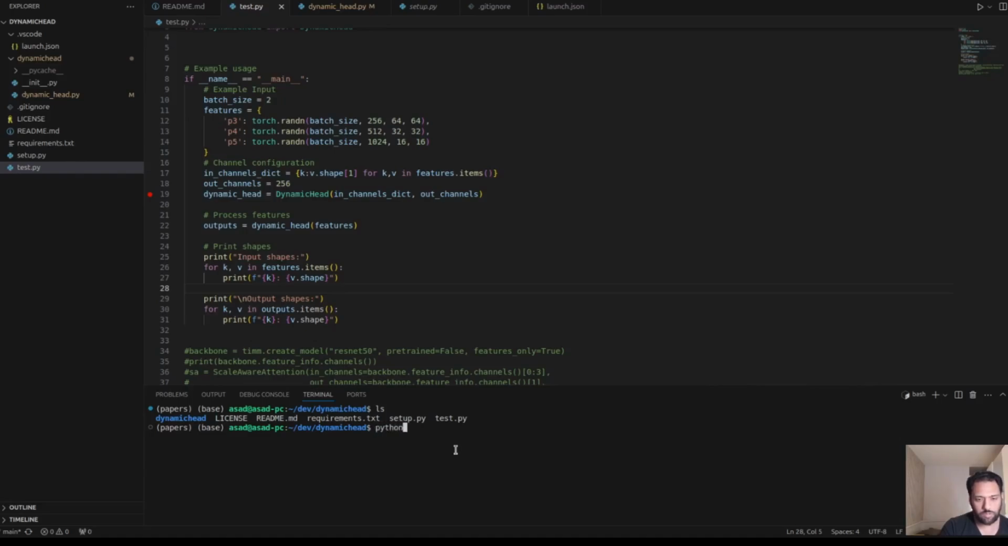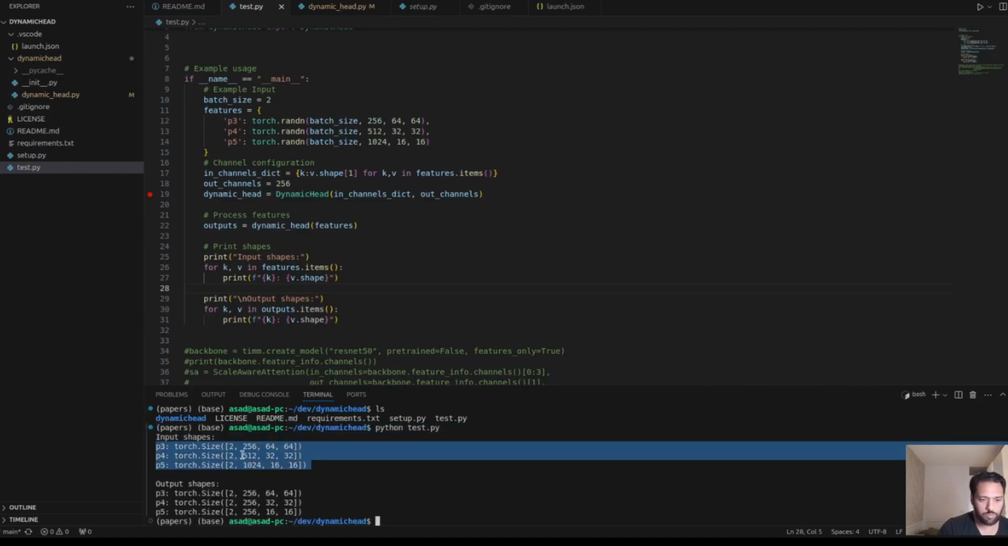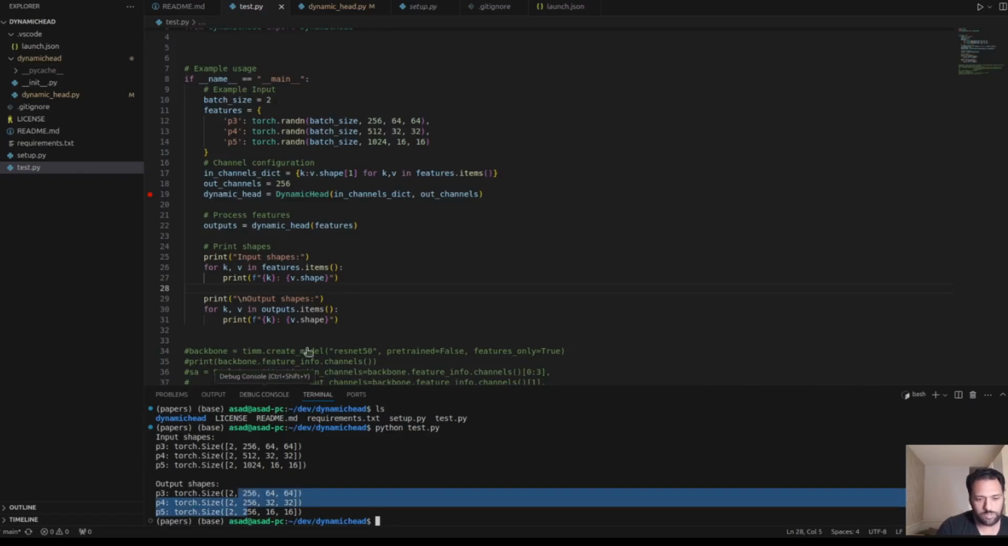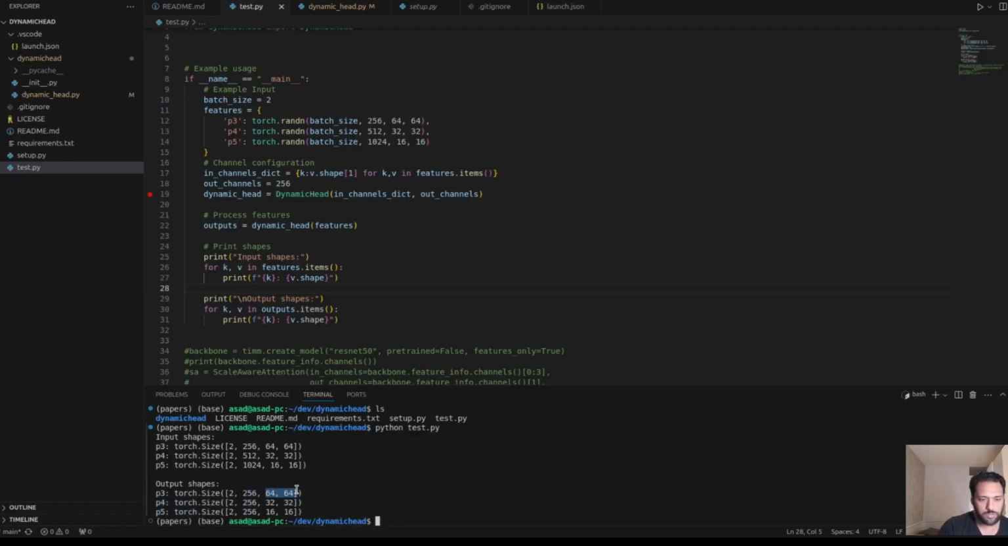So for example, if I run test.py, right, so you see that the input is 256 64 64, 32 32, 16 16. So it's the typical scale pyramid that we get out of the backbones. So we have increasing number of channels but decreasing spatial size, and in the output we got the same number of output channels. It's what we described during the multi-level fusion of features, but then the spatial size is the same as the input, right?